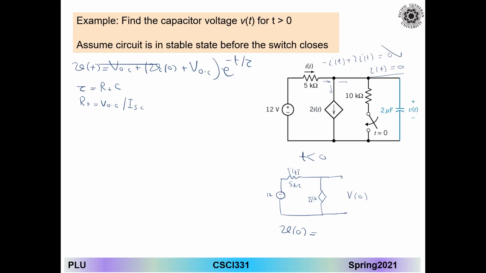Professor, why can't we do 12 divided by 5 for the current going into the node? Okay, let's think about it. What is the voltage here? How do you find the current across the resistor? You say 12 divided by 5? Here is the thing, you don't have just one single voltage source. This is a current source as well. So it already has its own current.